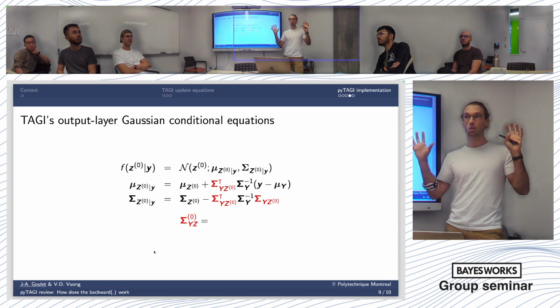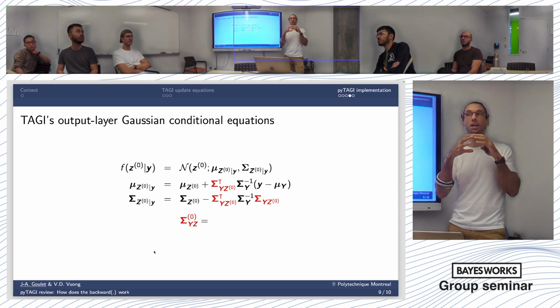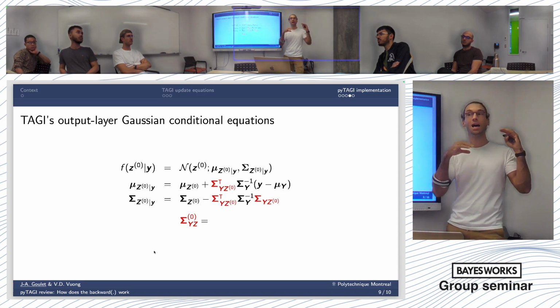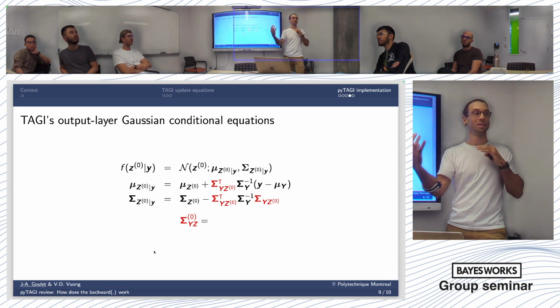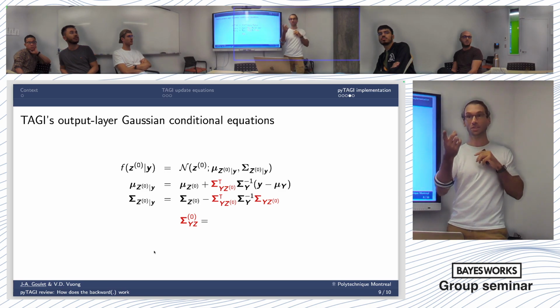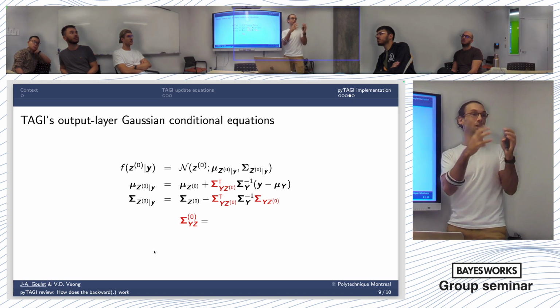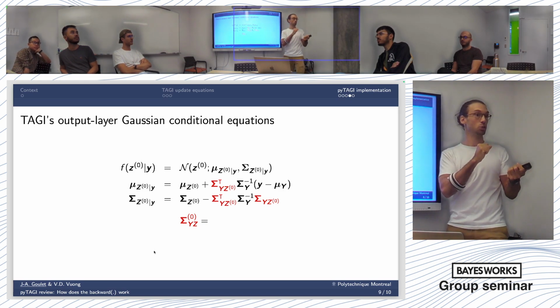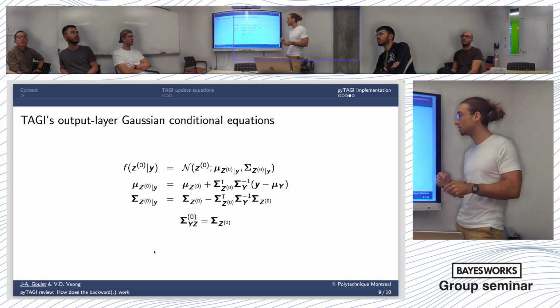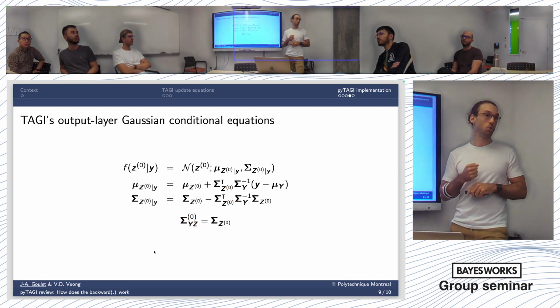So keep in mind the covariance is the common part of the variance that is shared by both y and z output. It is the variance of the Z output, because since the observation error is independent of Z output, it's not shared among the two. So the only part here is going to be the variance of Z output.